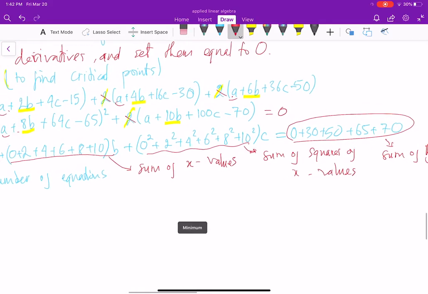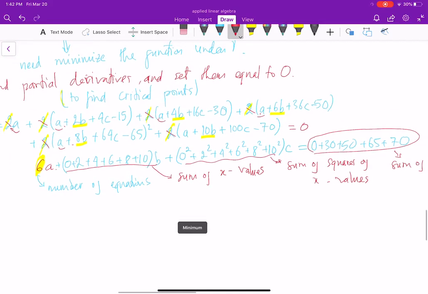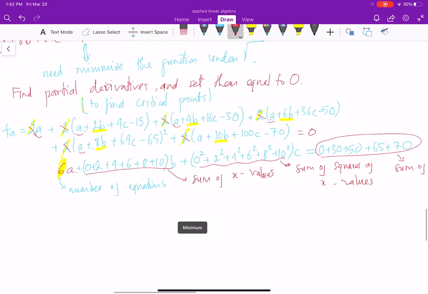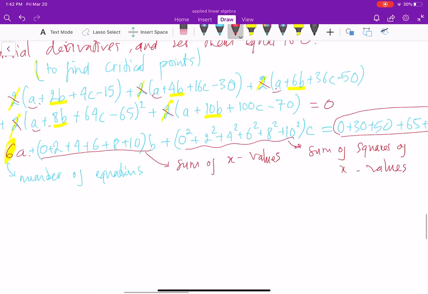Make sense? So I will not simplify this. I hope you can do that yourself. So you can find all these values, and then you have one linear equation. So this is our first linear equation.